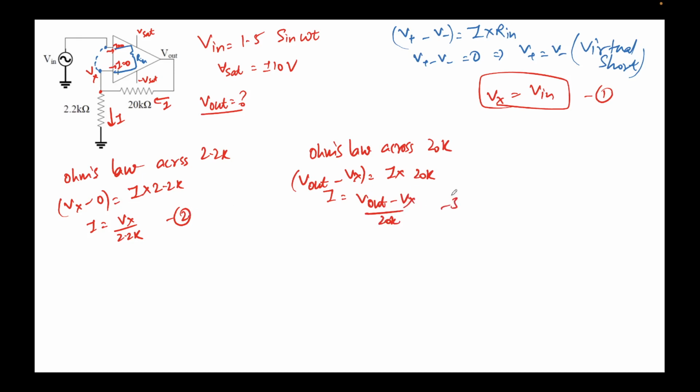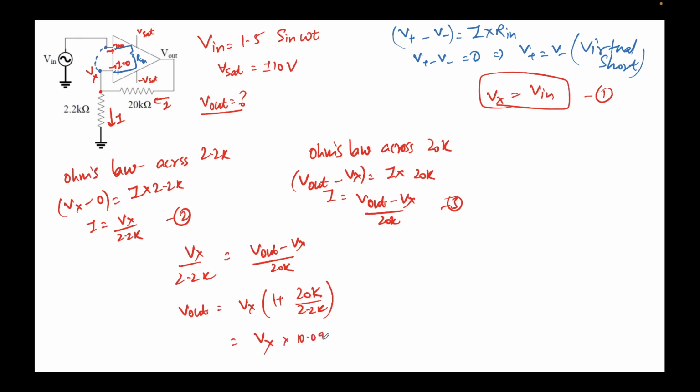Since we found the expression for I in both these scenarios, I'm simply going to equate them. So I'll get Vx upon 2.2k equal to V out minus Vx upon 20k. Now just cross multiplying, I'll get V out equal to Vx times 1 plus 20k upon 2.2k. So I'll just calculate these values. 20 over 2.2 is 9.09, plus 1, so that will be 10.09, right?